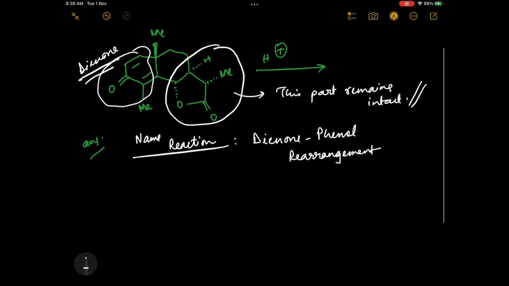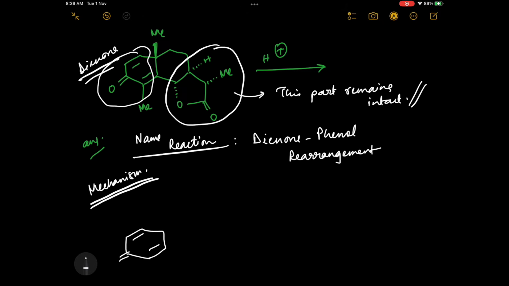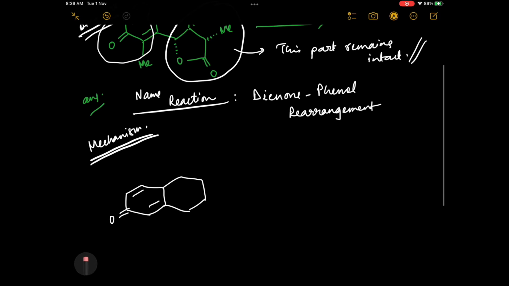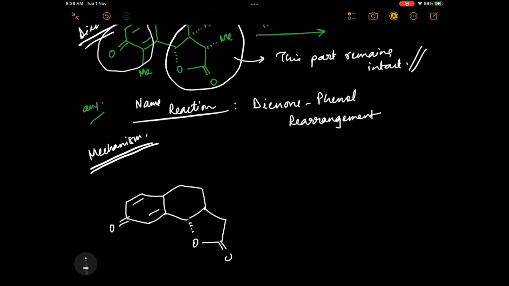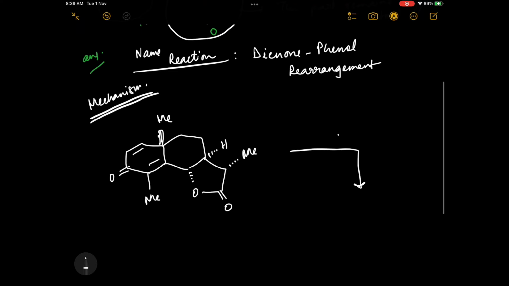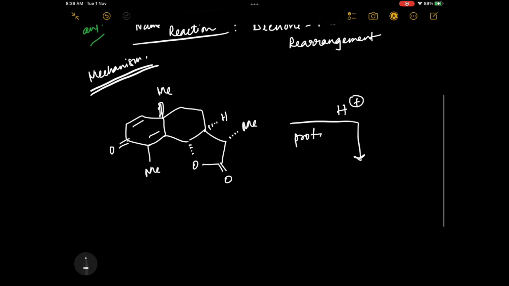So going forward with the reaction mechanism, as we can see that acidic media has been provided, the dienone part, the carbonyl compound, is going to be protonated in the second step. And this is quite a big compound that has been provided to us, but the major part of the compound remains unchanged, and the rearrangement happens in another part of the compound.